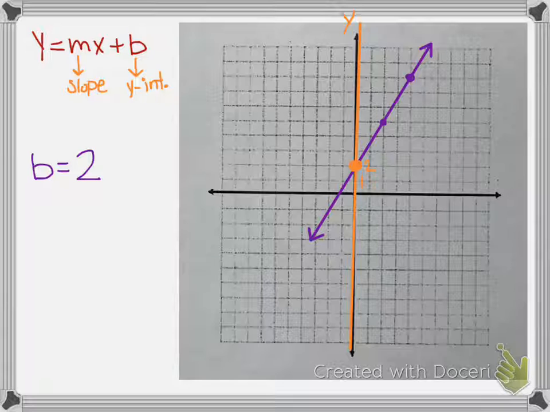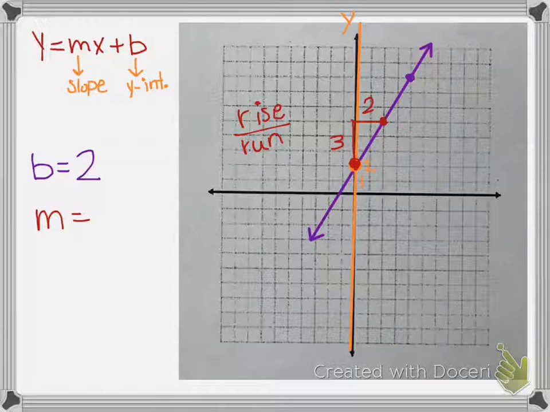Now that we have our y-intercept, we need to figure out our slope, which is m. Remember, slope is rise over run. So we can use our graph and pick 2 points and use rise over run to find our slope. So from my first point, I'm going to rise, and then I'm going to run to my second point. And in this case, I rise 3, and I run positive 2. So my slope is 3 over 2.